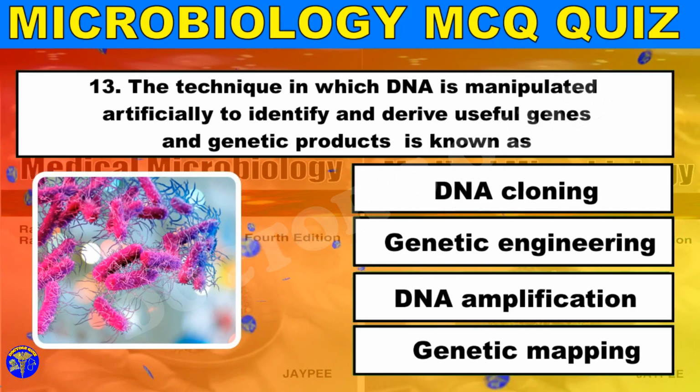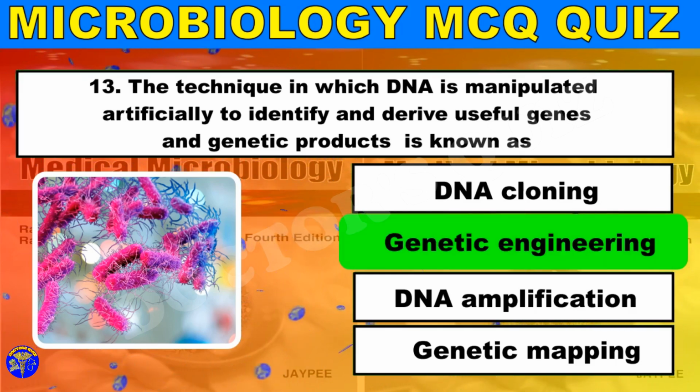The next question for you is the technique in which DNA is manipulated artificially to identify and derive useful genes and genetic products is known as. The options are DNA cloning, genetic engineering, DNA amplification, and genetic mapping. The right answer is genetic engineering.